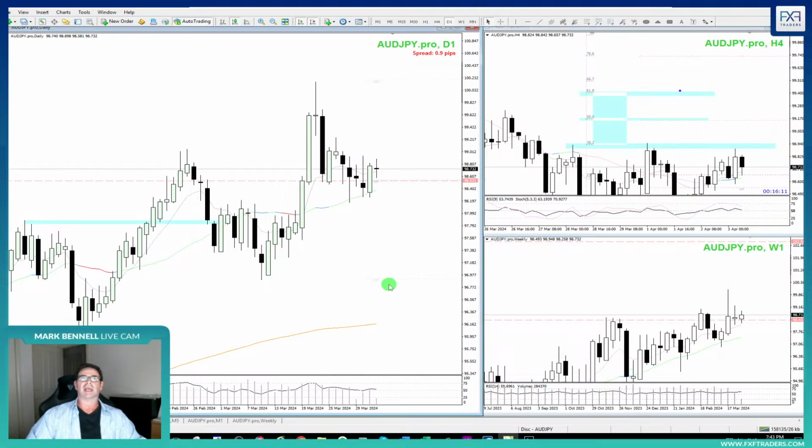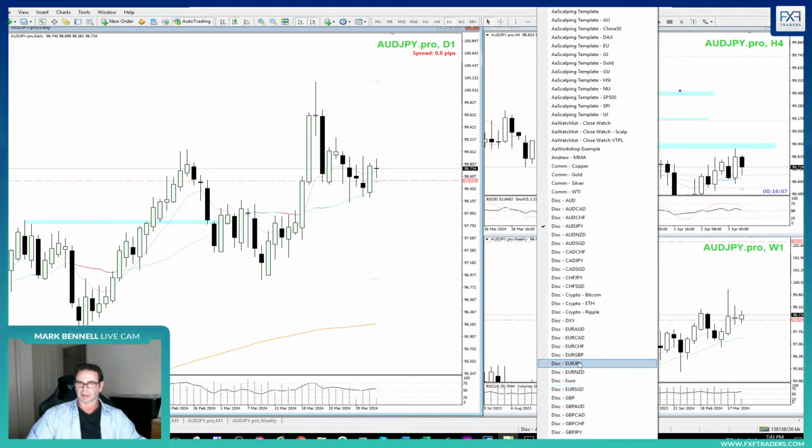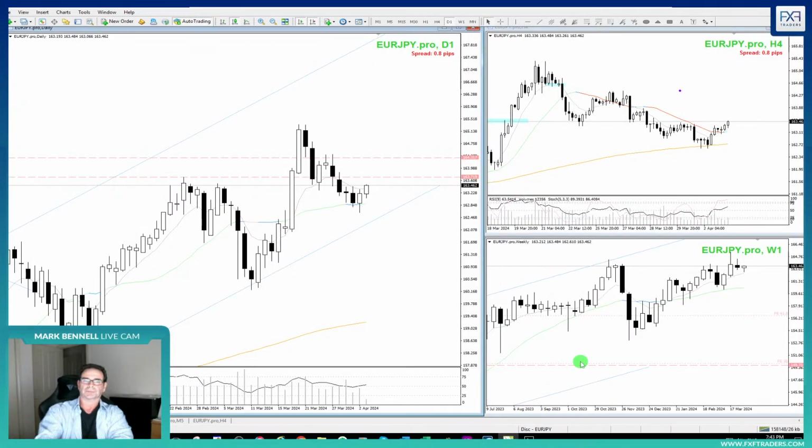All right, so Aussie Yen, Euro Yen. So it seems to be the time for the yens. Weekly is good. Daily looks the same. A, B, C. Beautiful pullback back to the 20.